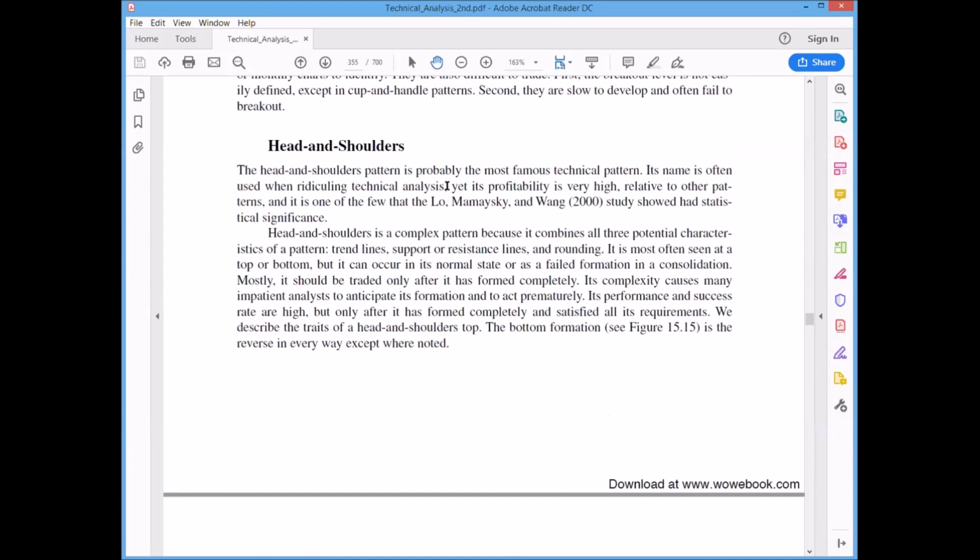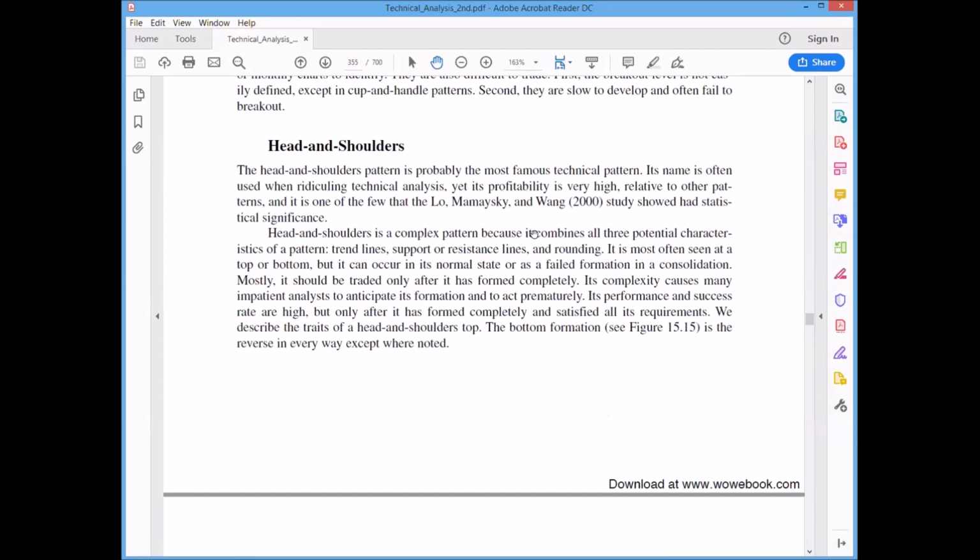The head and shoulders pattern is probably the most famous technical pattern. Most of us have heard of it. Its name is often used when ridiculing technical analysis. Yet its profitability is very high relative to other patterns. It's one of the few that the study mentioned in here showed had statistical significance.